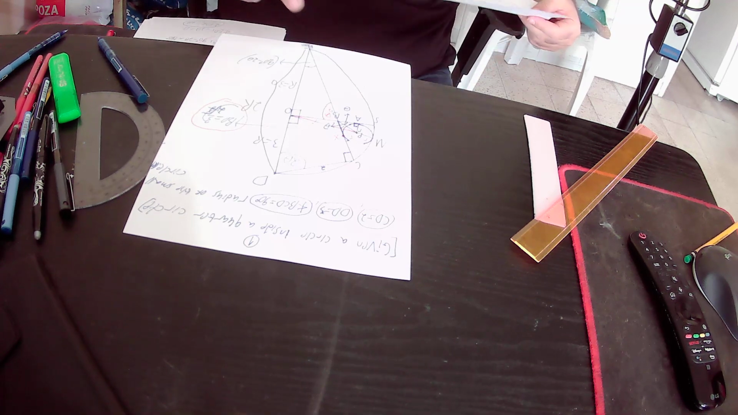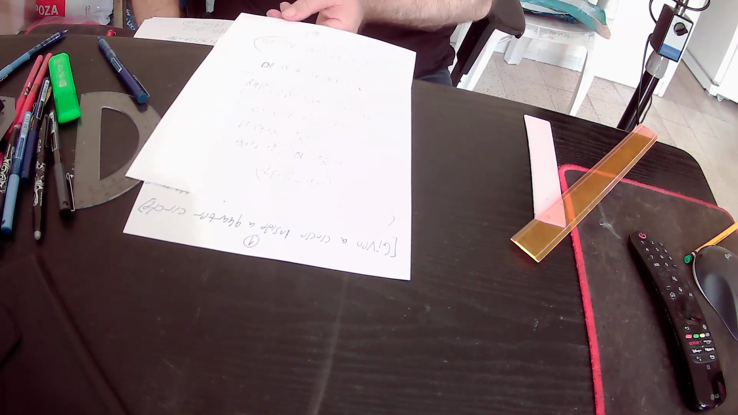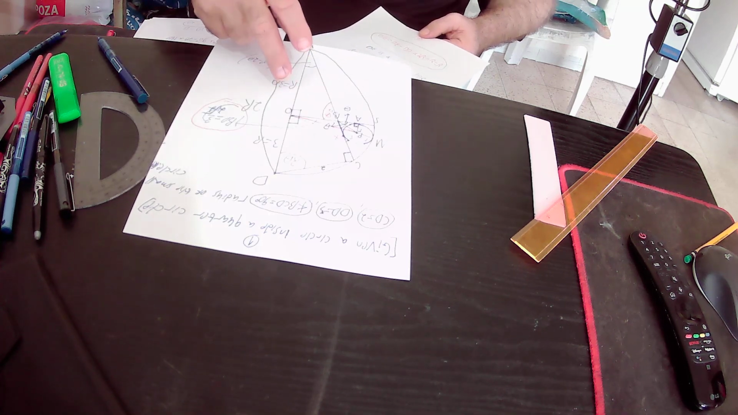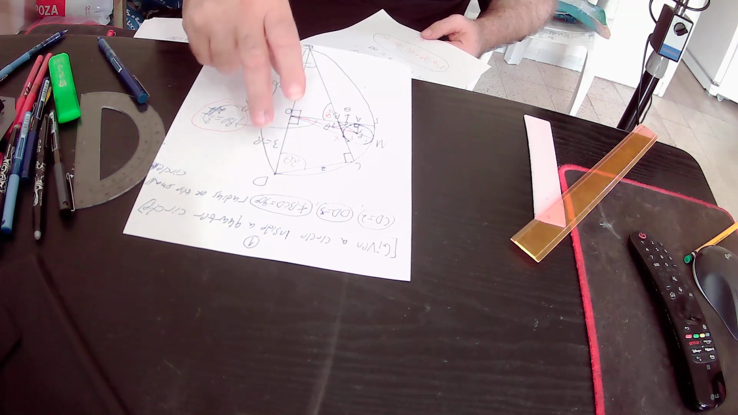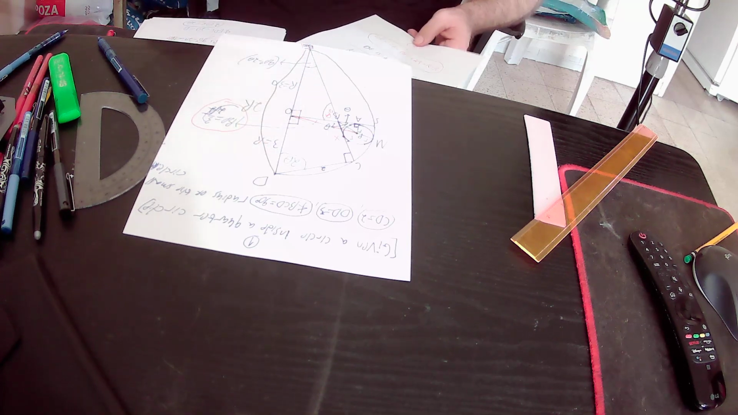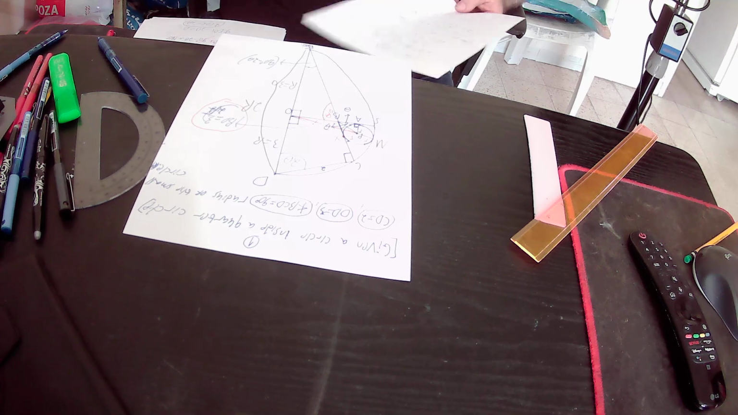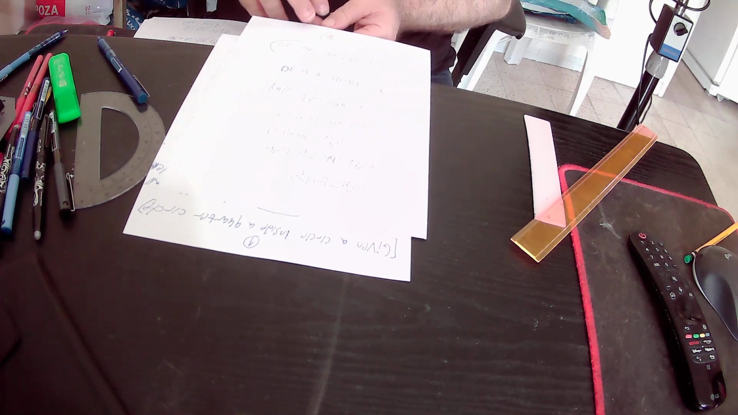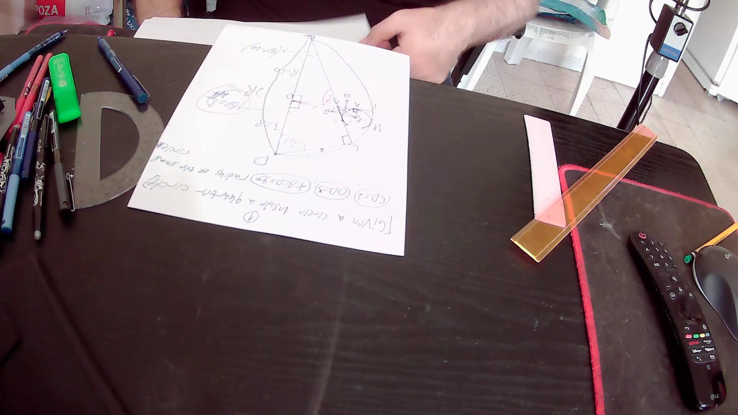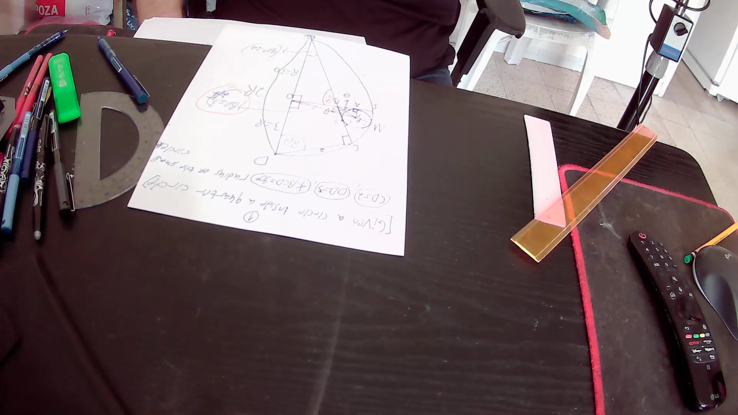And what is the size of OE? OE equals DE minus DO. But DE equals 2R and DO equals R. So OE equals 2R minus R, that is to say, OE equals R.